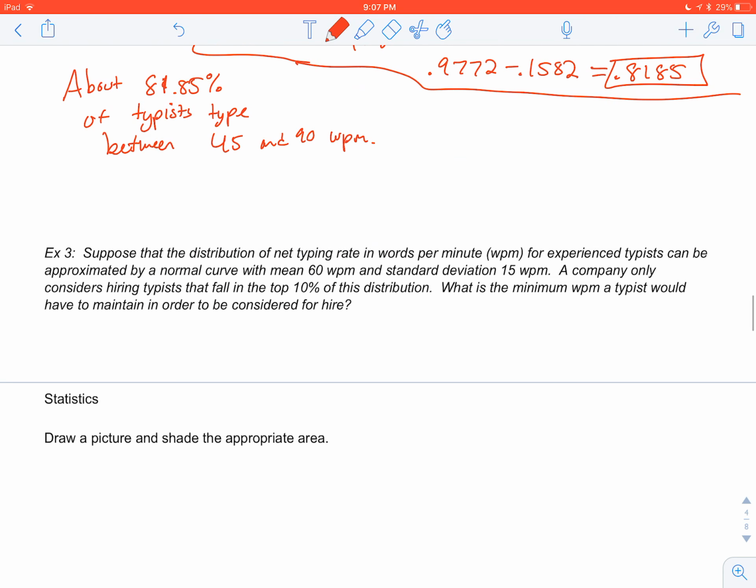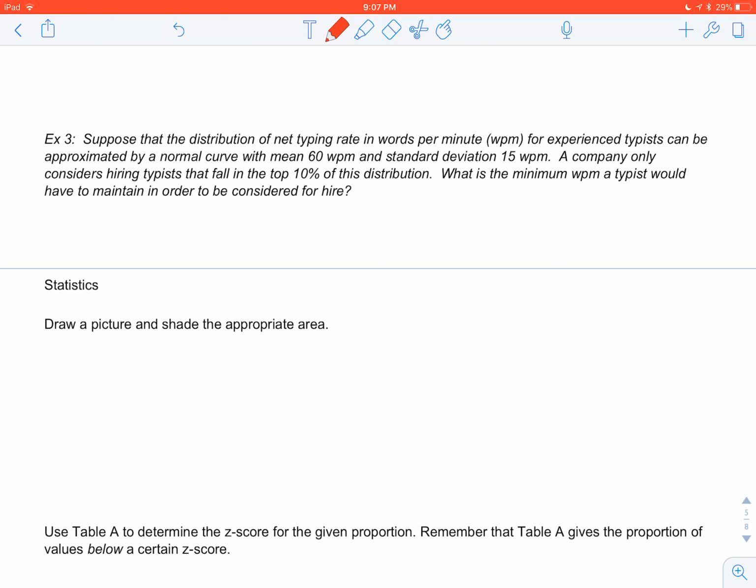The next example. Suppose that the distribution of net typing rate in words per minute for an experienced typist can be approximated with a normal curve of 60 words per minute and a standard deviation of 15 words per minute. A company only considers hiring typists that fall in the top 10% of the distribution. What is the minimum words per minute a typist would have to maintain in order to be considered for hire?